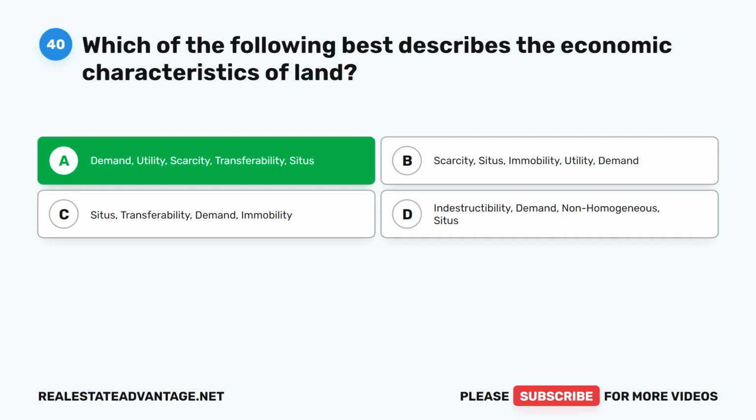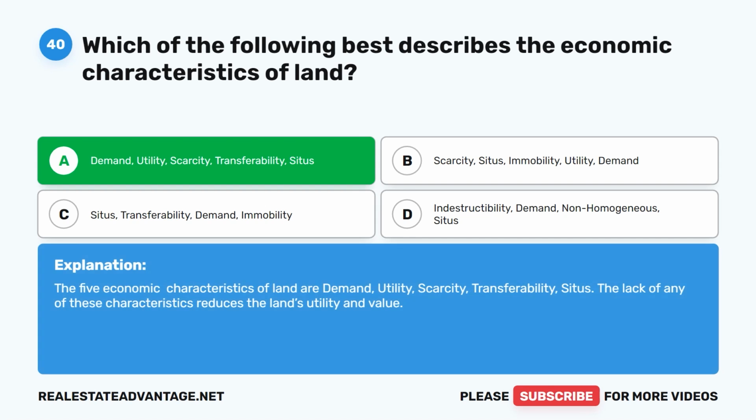Demand, utility, scarcity, transferability, situs. The 5 economic characteristics of land are demand, utility, scarcity, transferability, situs. The lack of any of these characteristics reduces the land's utility and value.